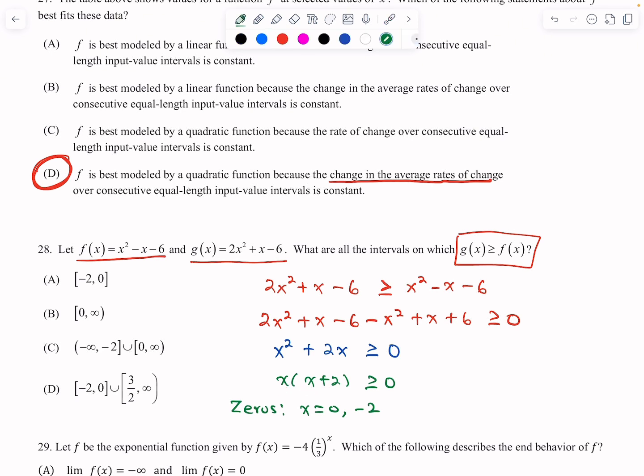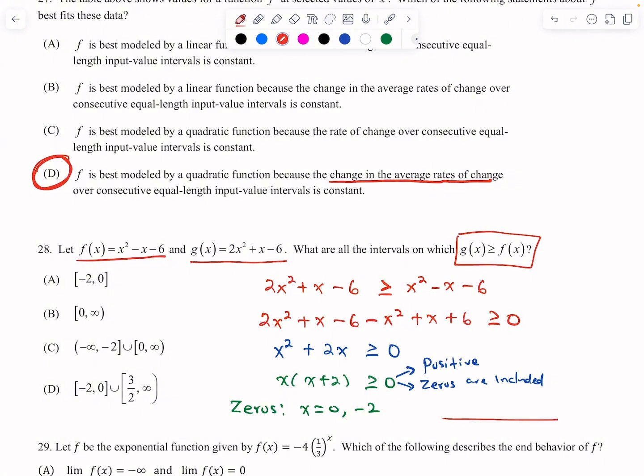Now if you look at this right here real quick, this one says greater than or equal to 0. Anything greater than 0 means that it's positive, and anything equal to 0 means that the zeros are included, because we have 2 conditions right there. So we have greater than 0, which means positive, and equal to 0, which means the zeros are included, right? So in that case, let me do my number line real quick.